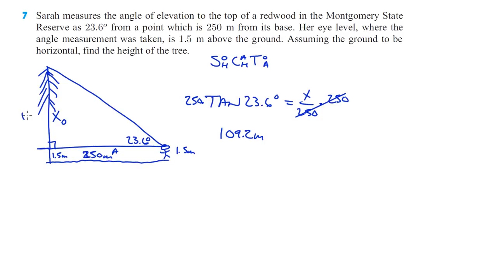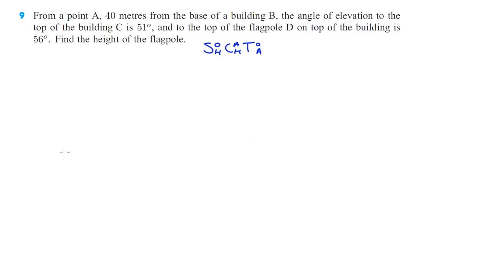Okay, this is 109.2, but now we have to add that 1.5 meters back on, so plus 1.5 meters for her eye height, and we are at 110.7 meters for the total height of the tree. Okay. Moving on, number 9.